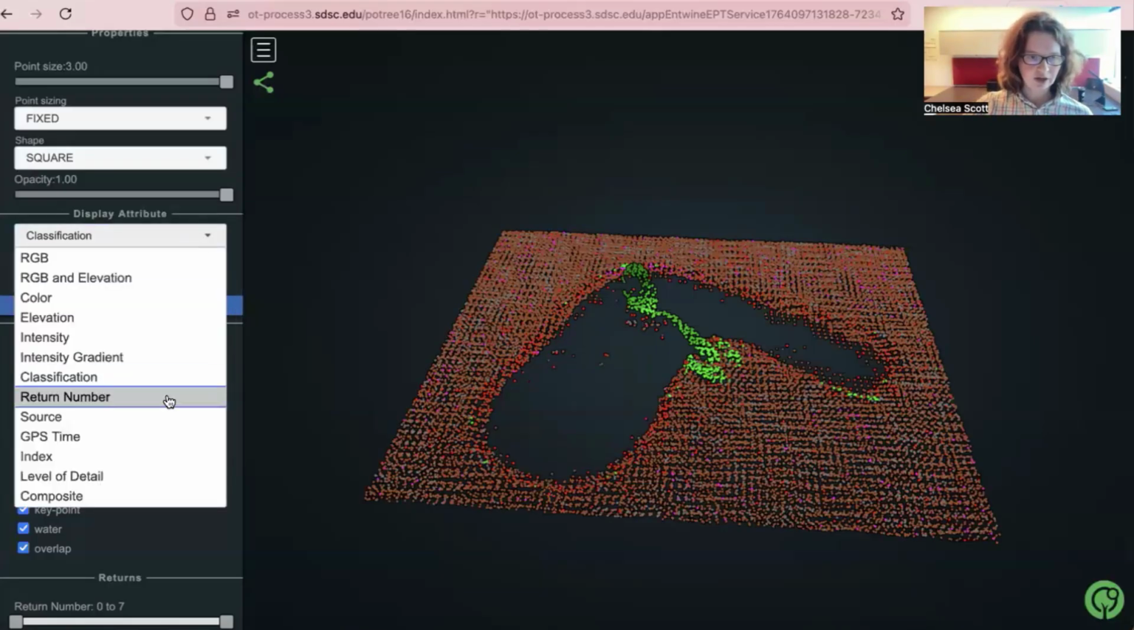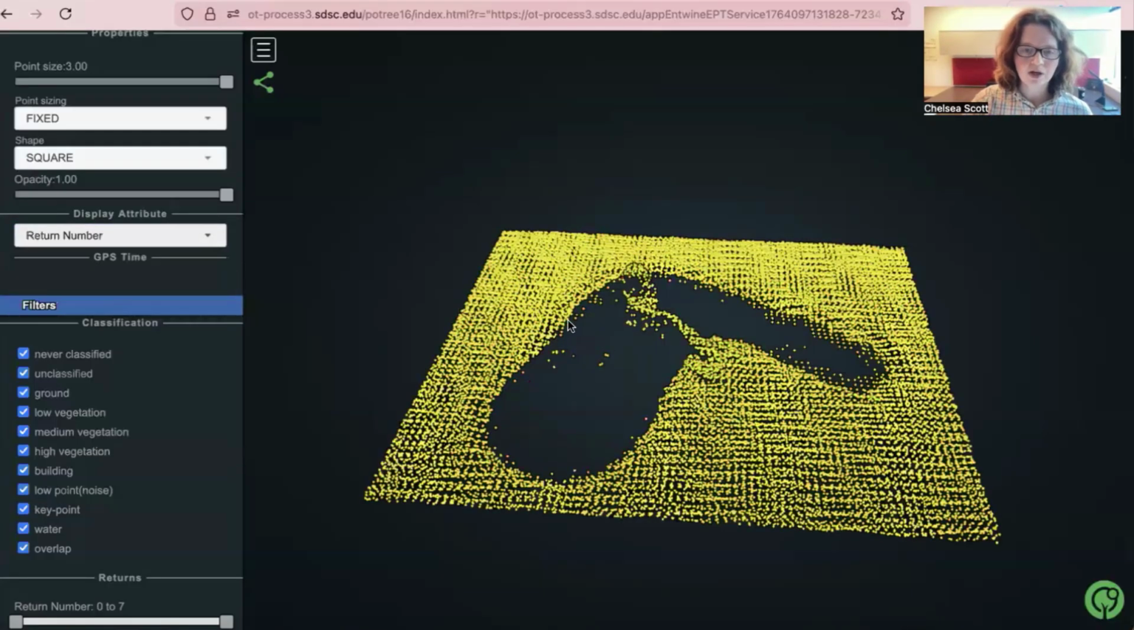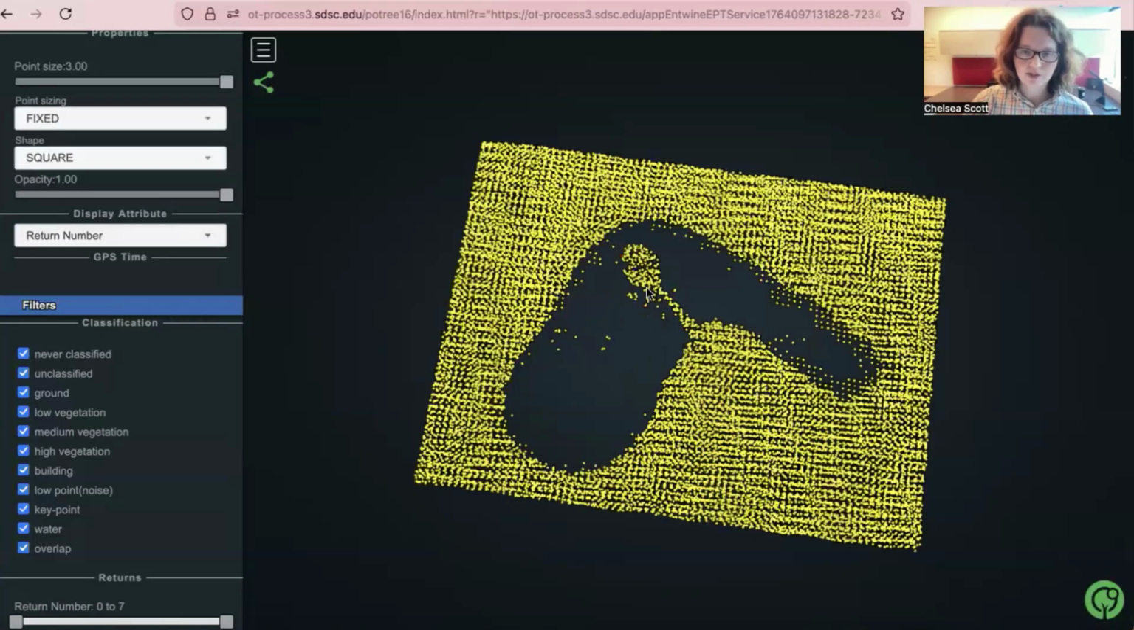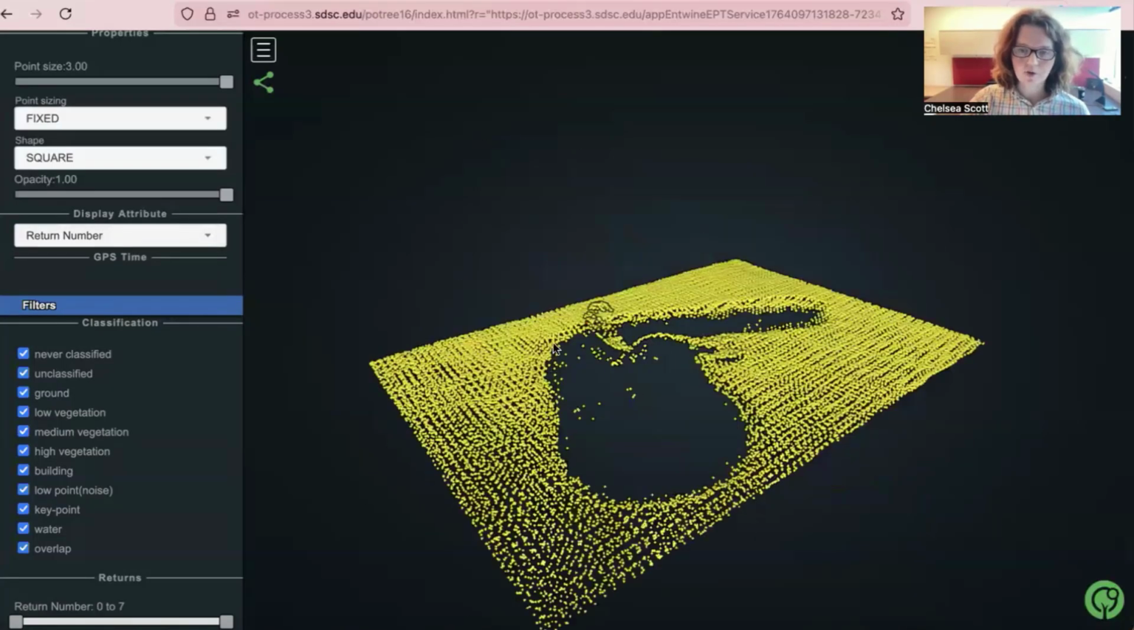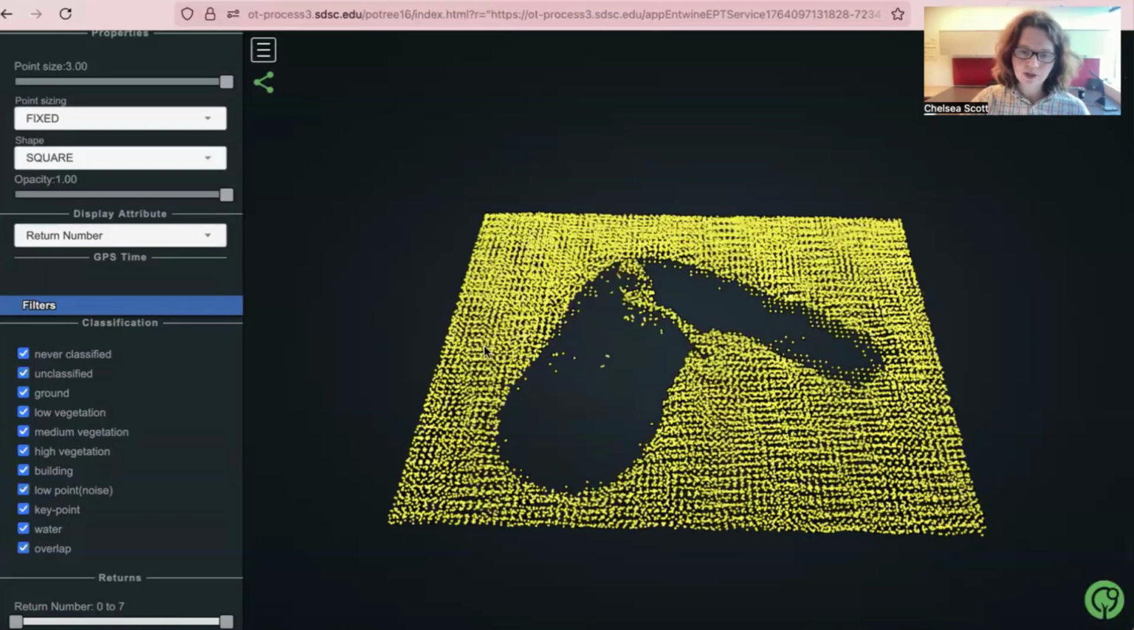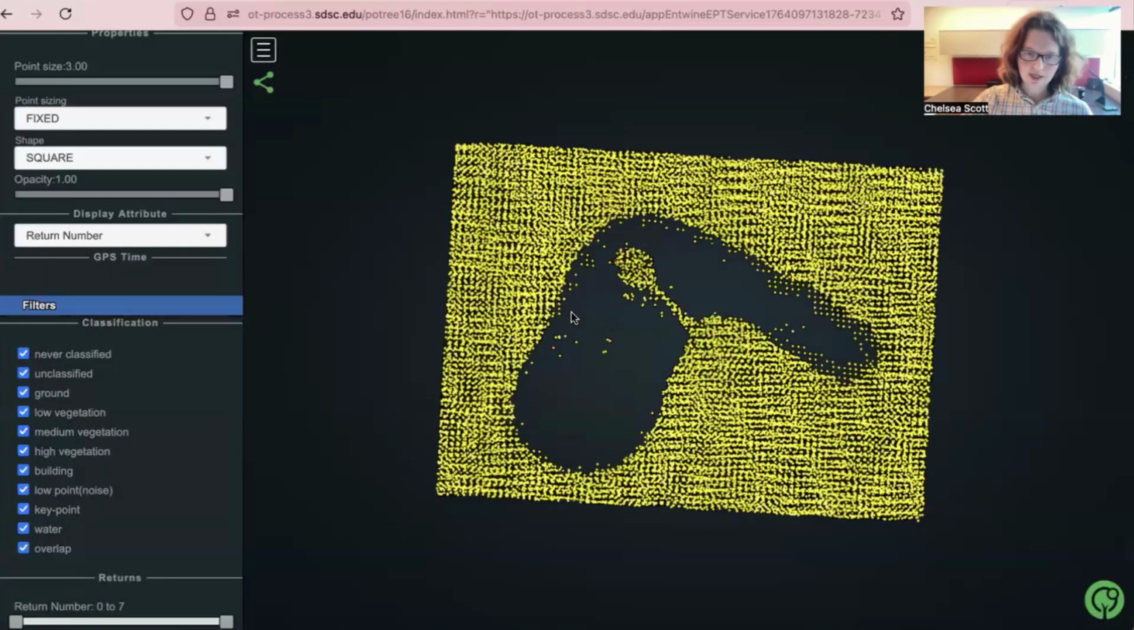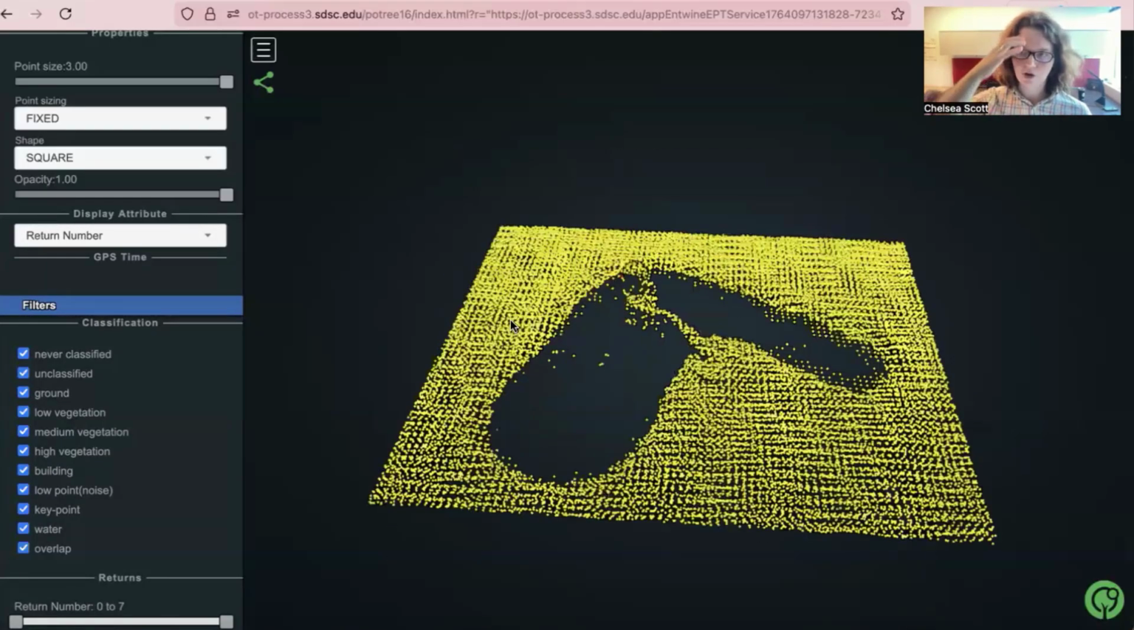And then we can also look at return number. In this case, yellow represents points with a single return. It may reflect how the data set was collected, with them all being classified, or with them all having just a single return. All right, so now let's look at that second data set.